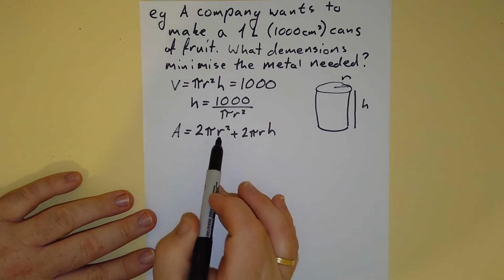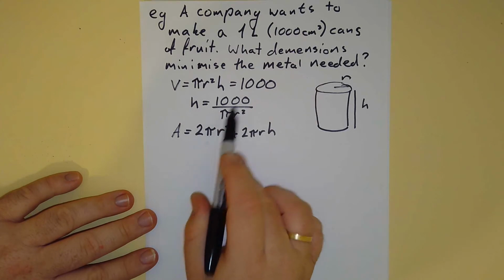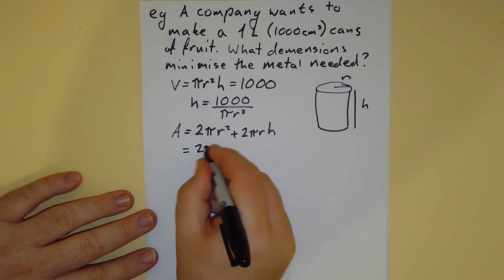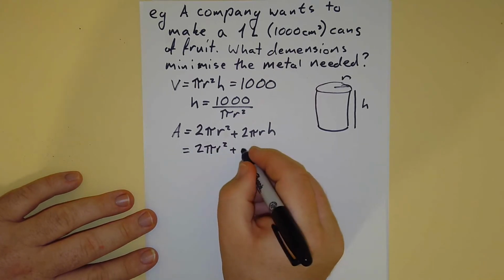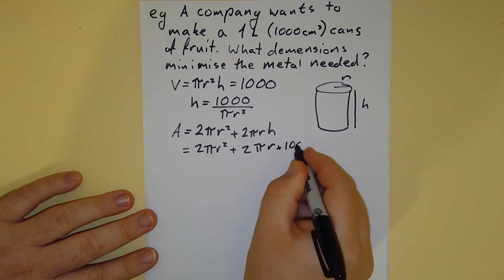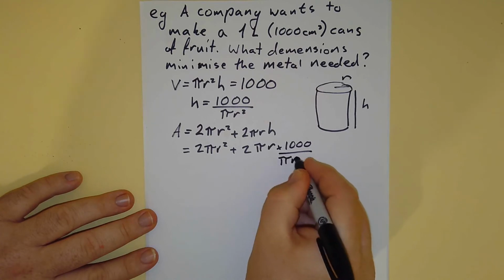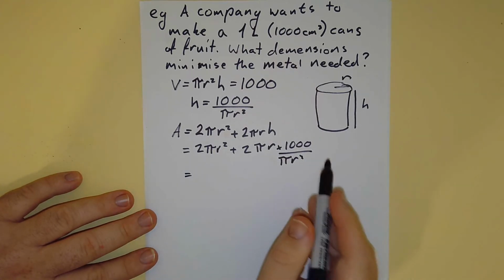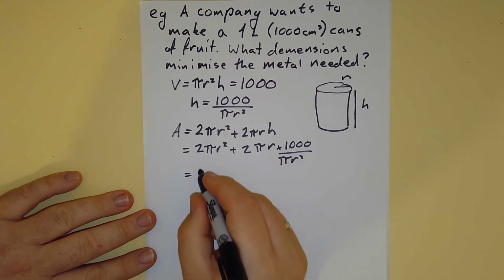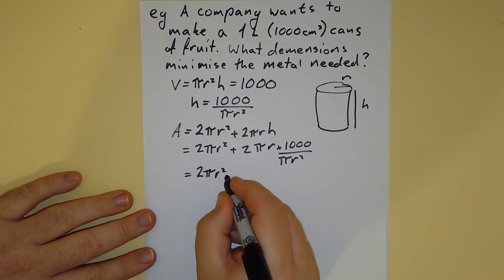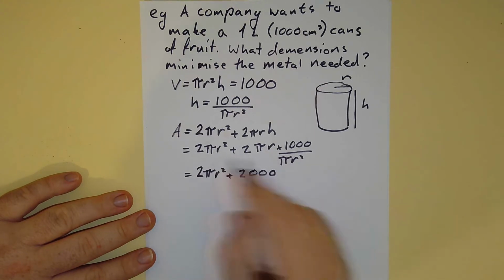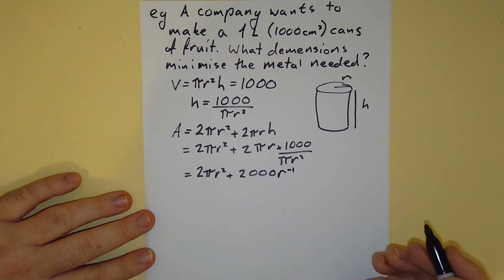So I currently have two variables, my r and my h. By substituting that in, I can get rid of one of those variables. So 2 pi r squared plus 2 pi r, replacing the h with 1,000 over pi r squared. Now we can do a little bit of simplifying here. The pi's disappear, one of the r's disappears, and I can times the 2 by 1,000. So 2 pi r squared plus 2,000 over r. But because I'm about to differentiate this, I'm going to write it as r to the minus 1.